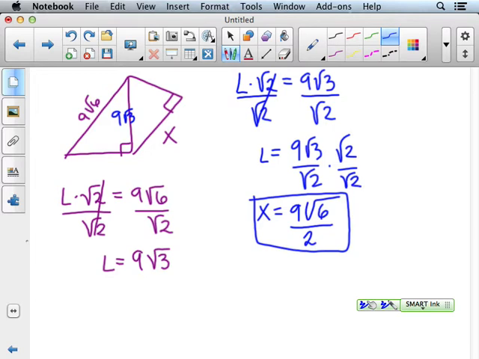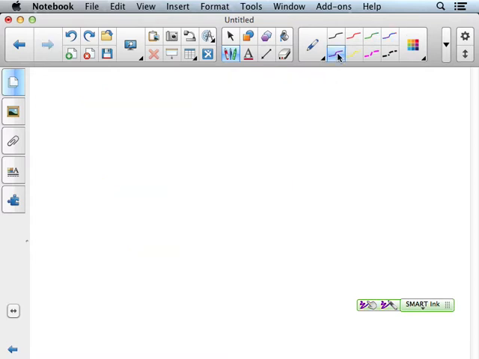All right, number 10. I actually think I made a mistake on the answer key on that one. I think I put 9 square root 3. It should be 9 square root 6, because square root 3 times square root 2 is square root 6. All right, finally, number 10.